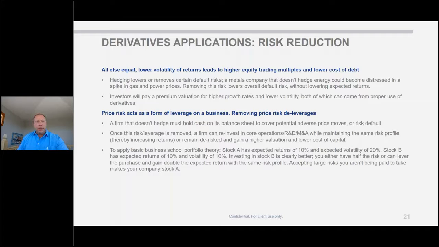The difference is, unlike leverage, which you can actually invest and make money off of, you can't make money off your price risk through the cycle. The nature of it is, if things are generally fairly valued, you're going to make money half the time and lose money half the time.